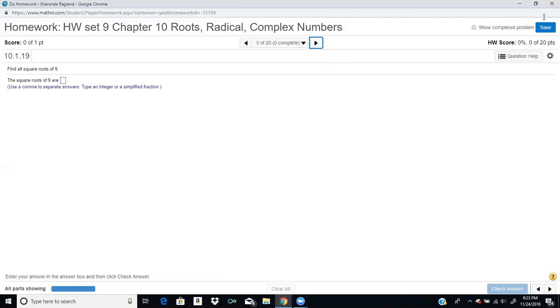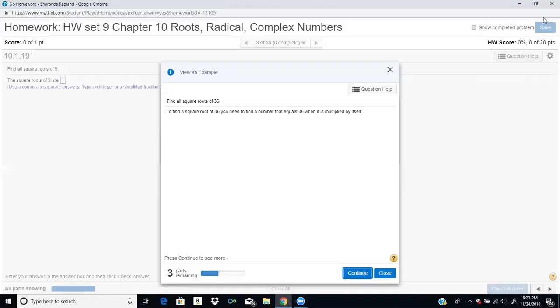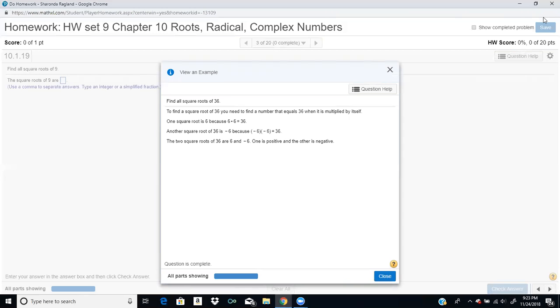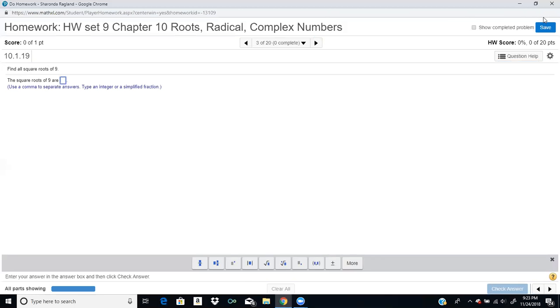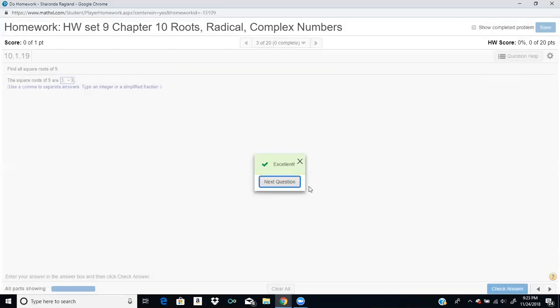So when it wants you to find all of the square roots of 9, one square root of 36 would be 6 times 6, another square root of 36 would be -6 times -6. This is what I was talking about when you're finding all the roots of that number, and you separate it by comma. So what would be your roots of 9? You would put 3 and then comma -3. Good. And then check. Very good.